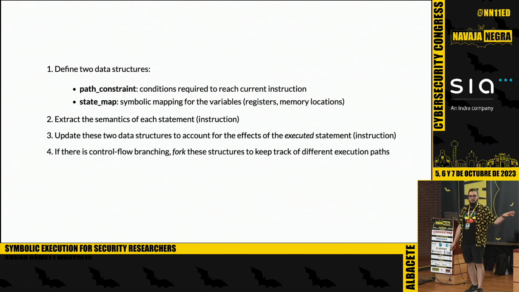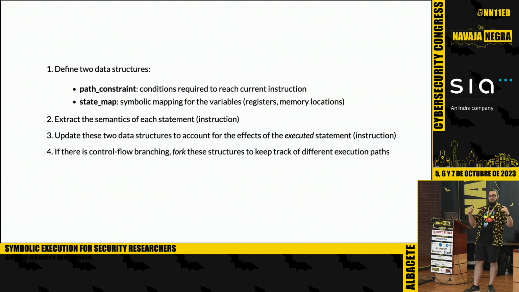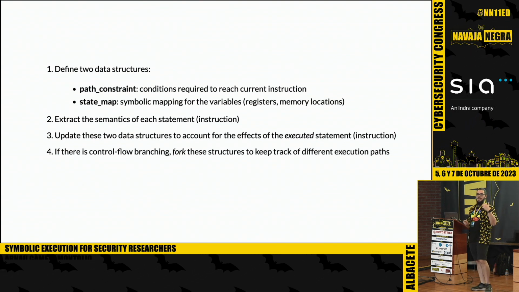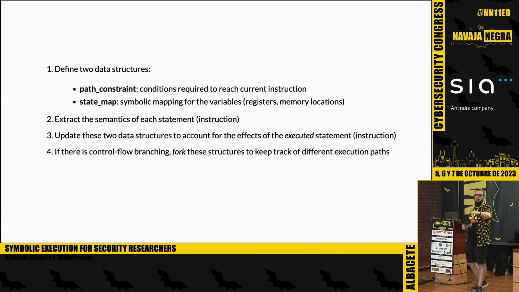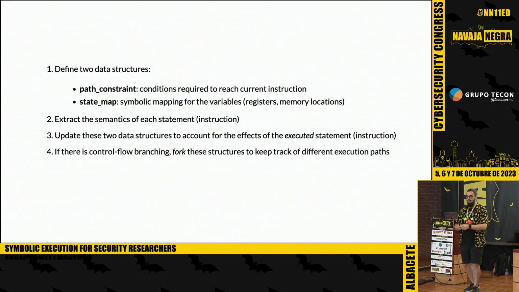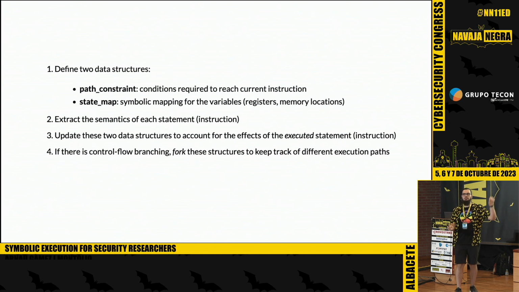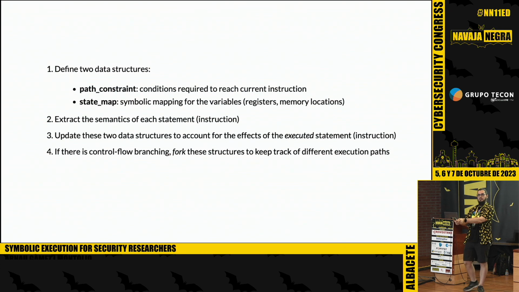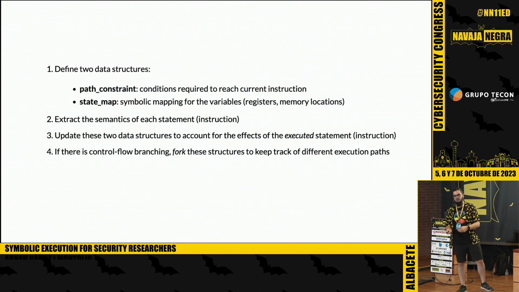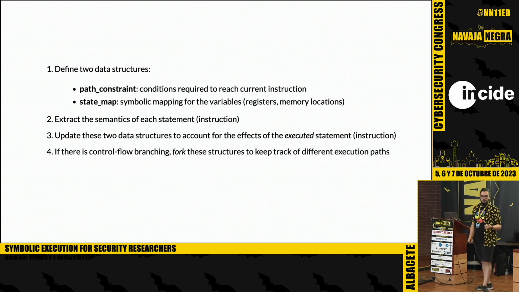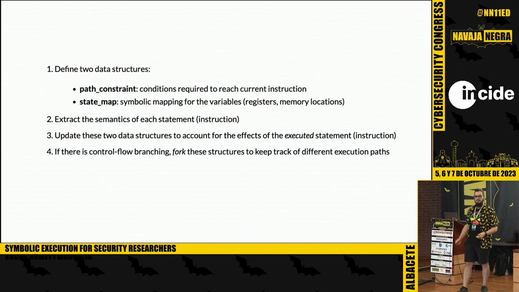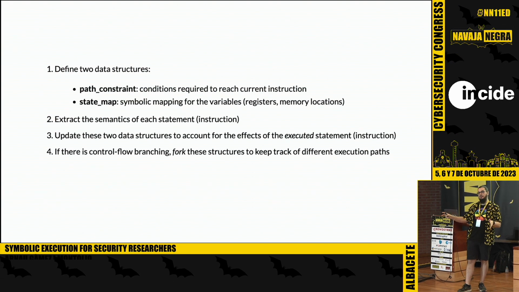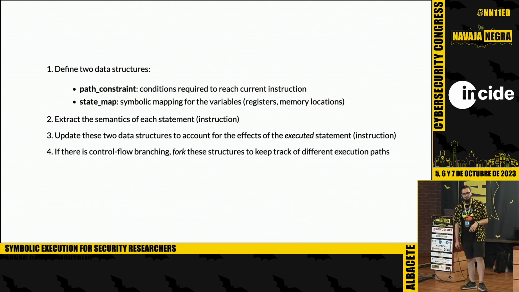The path constraint is a structure that keeps track of what conditions on my inputs are required so I end up at a current instruction, at a current point in the program. So I want to be at this point in the program with respect to some inputs. What conditions do these inputs have to satisfy so I end up at this point? Those are the constraints encoded in the path constraint structure. And the state map only maps the variables to their current value with respect to symbols.